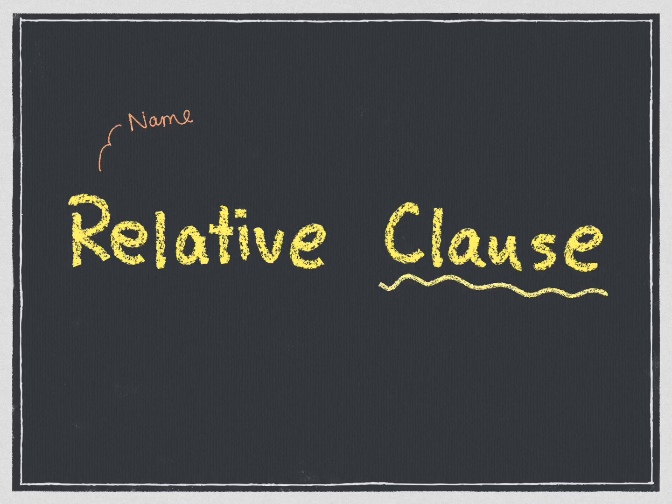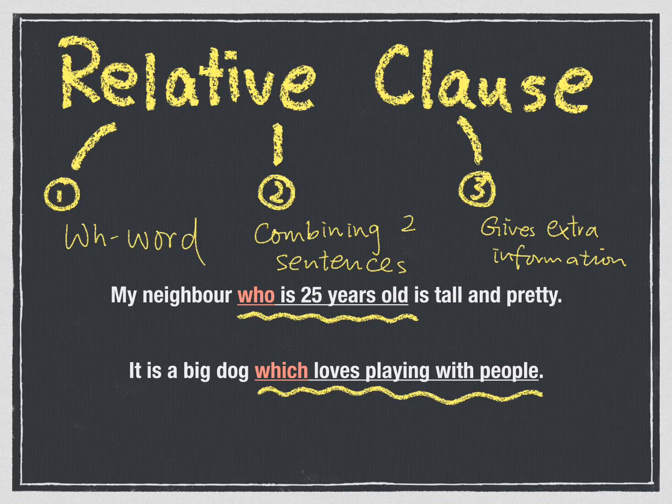And you can consider relative here as a name first. We'll explain all these later on. But this is relative clause. Remember, if you see these three things together, the WH word, combining two sentences together to give extra information, we can consider that as relative clause.